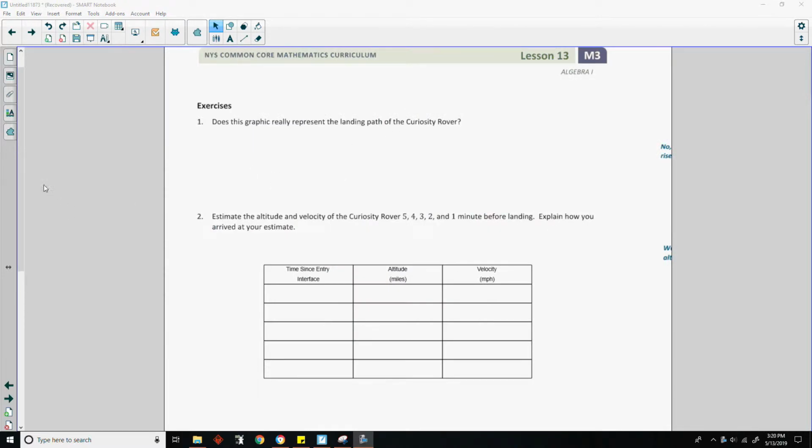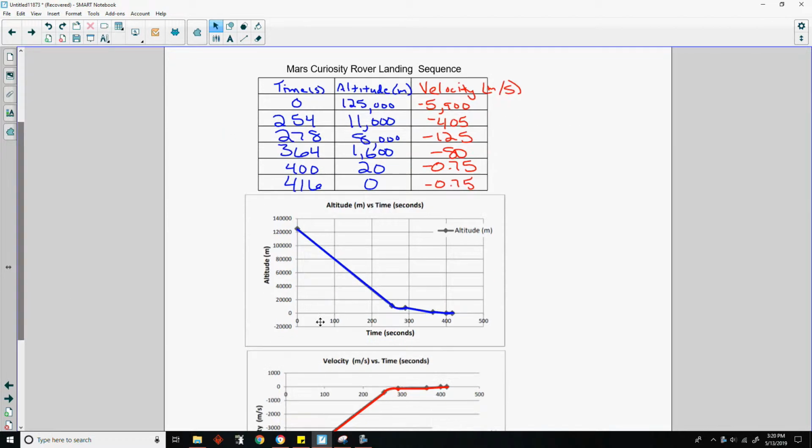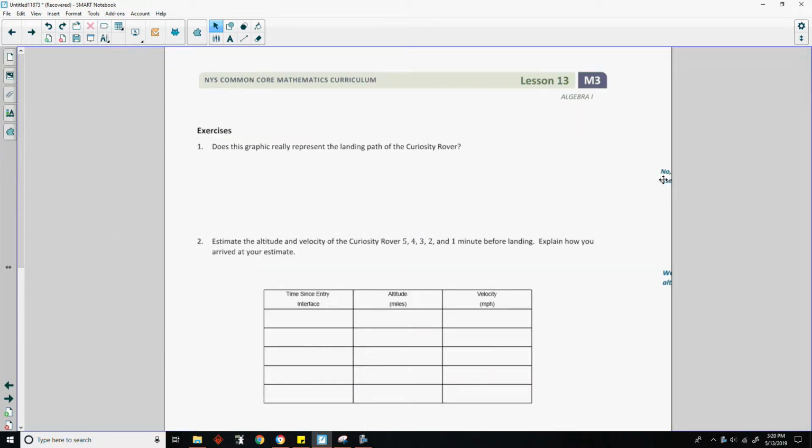Okay, on to page 3, exercises. 1. Does the graphic really represent the land path of the Curiosity rover? So if we look at this, does that really represent the path? So I'm questioning this here and also this right here. Okay, so the answer is right here, and the answer is no. The height is not scaled appropriately in this graphic. According to the video, it also looks as if the Curiosity rover rises a bit when the parachute is released and when the sky crane engages.